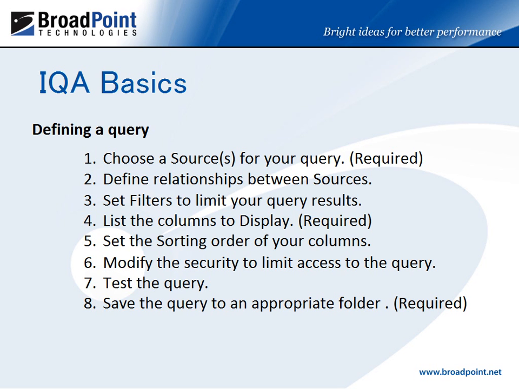From there, we're going to identify the columns, or the actual fields, that we would like to display in our output. We can also set the sorting order of the output, so we can sort alphabetical, descending order, ascending order, etc. From there, we can take a look at the ability to modify the security to limit access to a particular query. We'll run the query to confirm that we have some output, and then we can save the query to a particular folder.